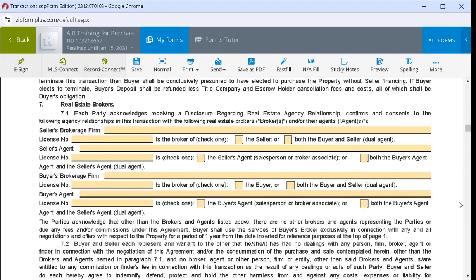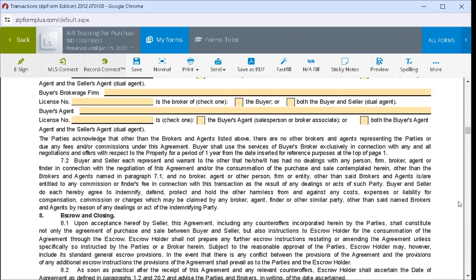Okay. And remember, as we all probably know, that if there's 2 agents from Coldwell Banker George Realty representing, one representing the buyer and one representing the seller, we are a dual agent. We have a fiduciary. Both agents have a fiduciary to both parties because you're under the same brokerage, okay? So this is important to fill out because it's the acknowledgement that other than the brokers listed above, there are no other brokers or agents representing the parties or due any fees or commissions under this agreement. So this last sentence here is very important.